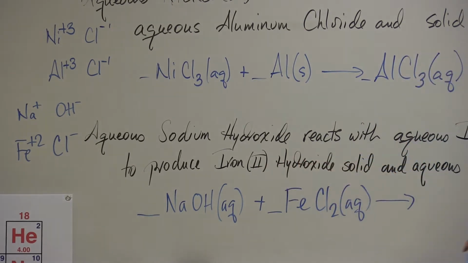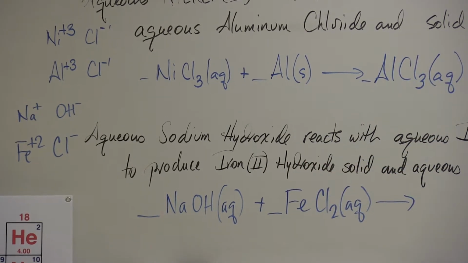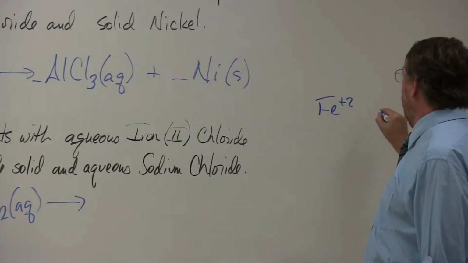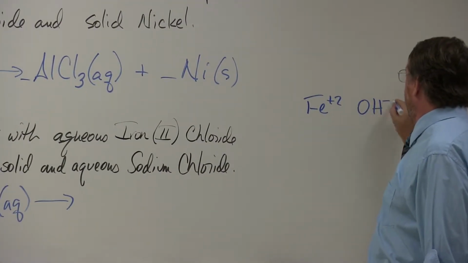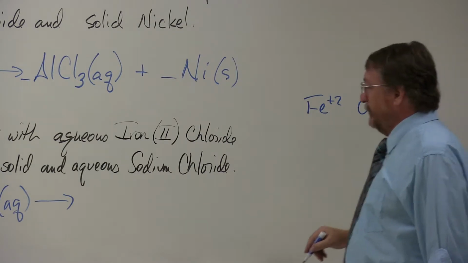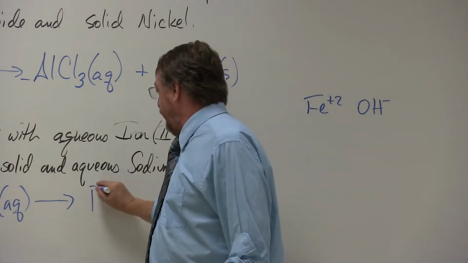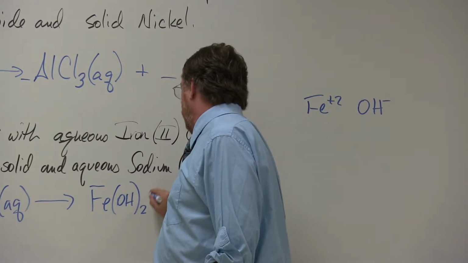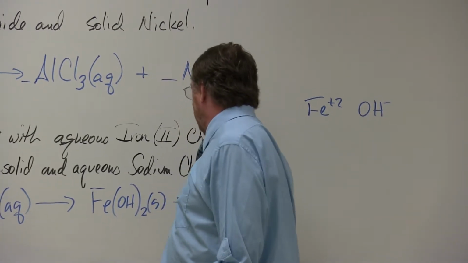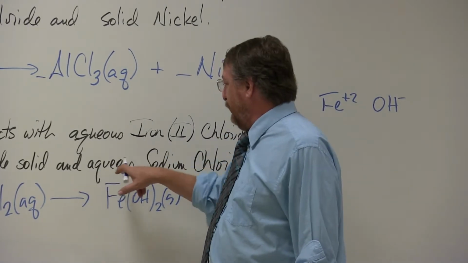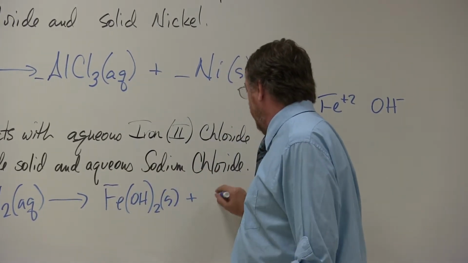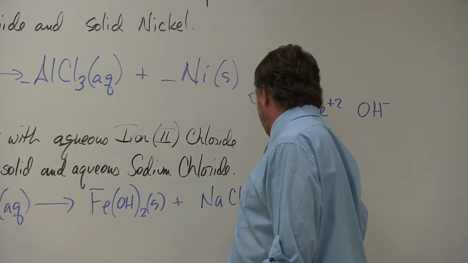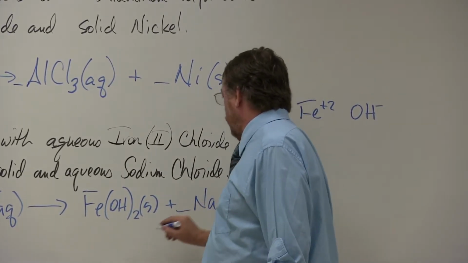Iron 2 hydroxide. So I'll do it over here. We've got iron 2, that's Fe plus 2. OH minus is hydroxide. So I'm going to have Fe(OH)2 solid. Plus, and it produces aqueous sodium chloride. Sodium chloride, Na+, Cl minus, aqueous. Put our lines in front of here.